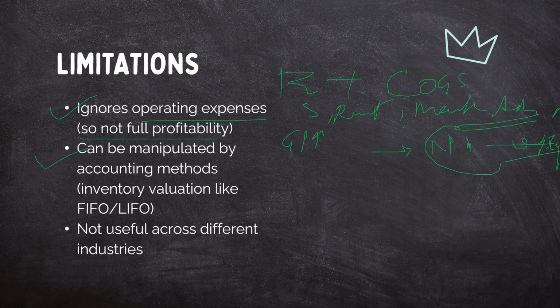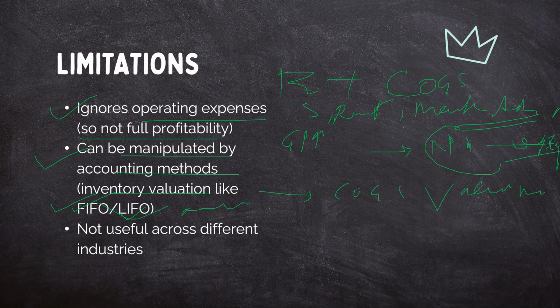Next, it can be manipulated by accounting methods. For inventory valuation, we use LIFO, FIFO, or weighted average, right? So GP margin depends on how COGS is calculated, and that can vary based on the inventory valuation method, like LIFO, FIFO, or weighted average.